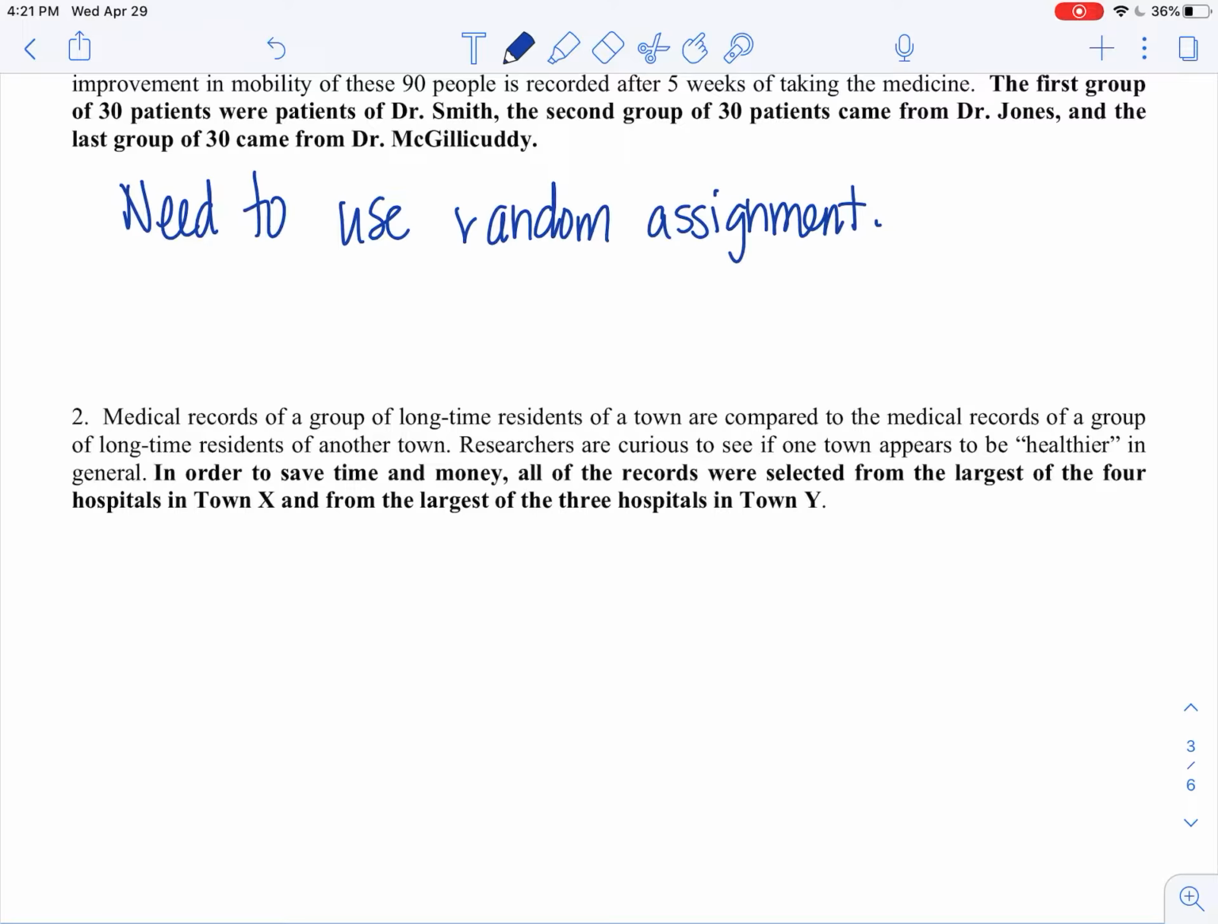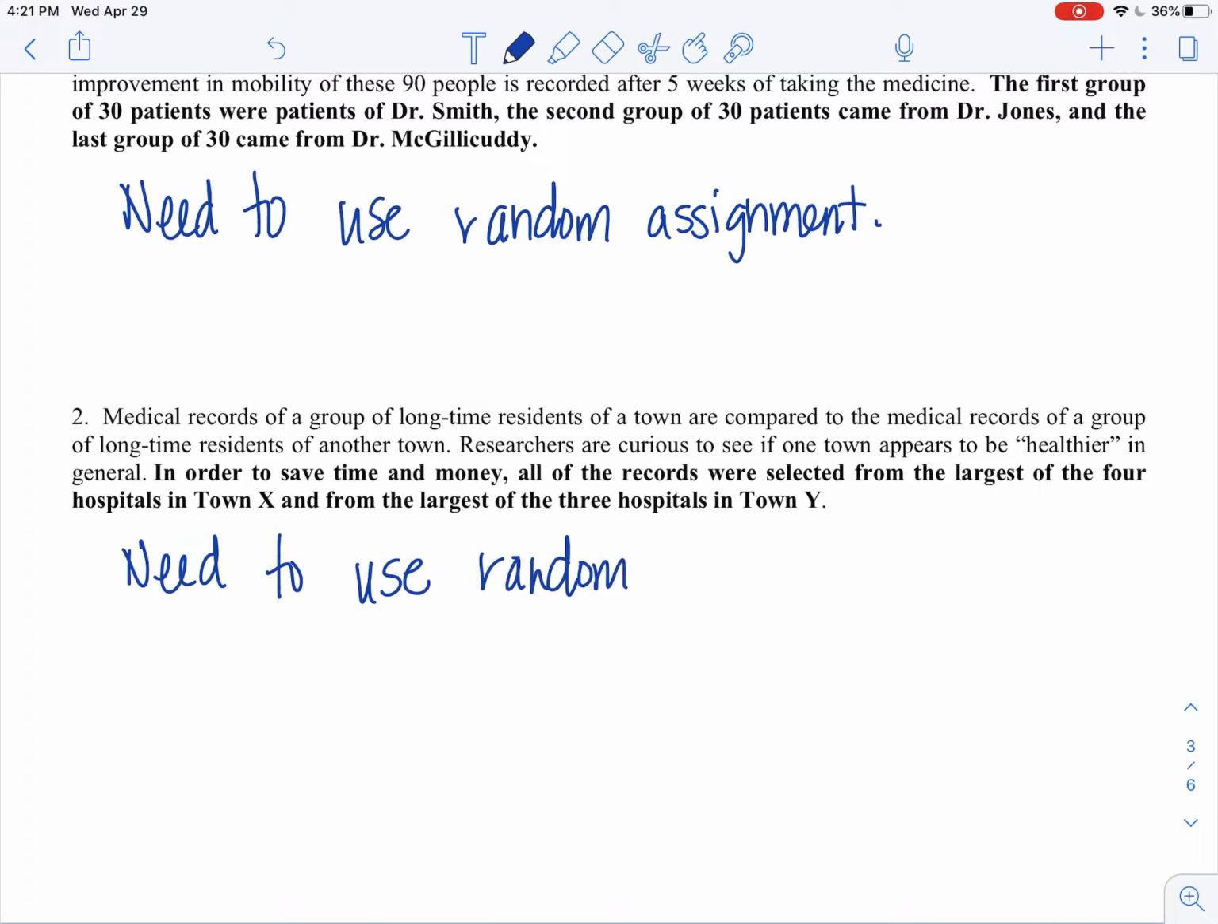Take a look at number 2. Medical records in a group of longtime residents of a town are compared, okay? So again, we're doing that observational study. So look at the last sentence. In order to save time and money, all of the records were selected from the largest of 4 hospitals in town X and the largest of 3 hospitals in town Y. What's the issue with this situation?